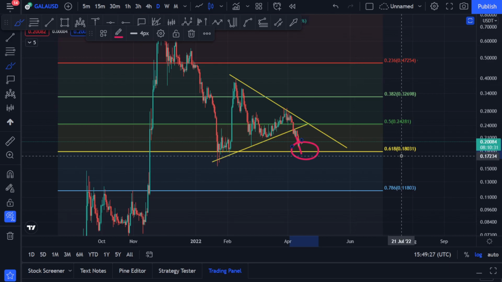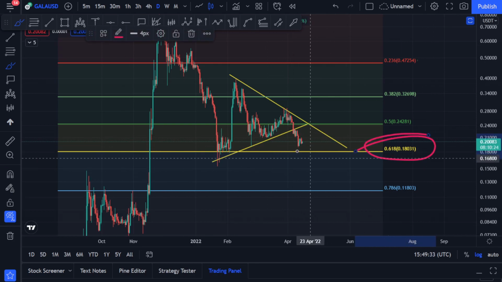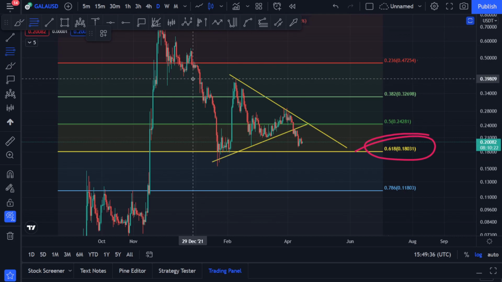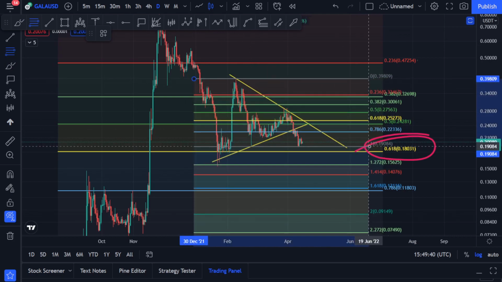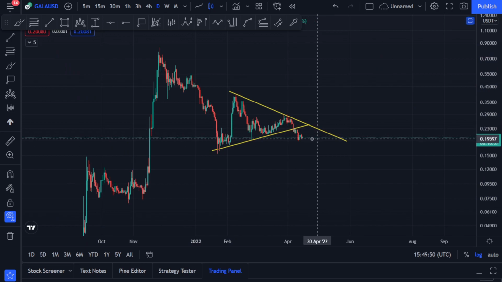It's at 0.18, 18 cents basically, because this is where the golden ratio is sitting. Okay, and also not only that, this is where the previous low is sitting as well. If you just measure this move right over here, you can see this is where the previous low is sitting. So very important area and good support for Gala coin. All we need to see is that it finds support here.